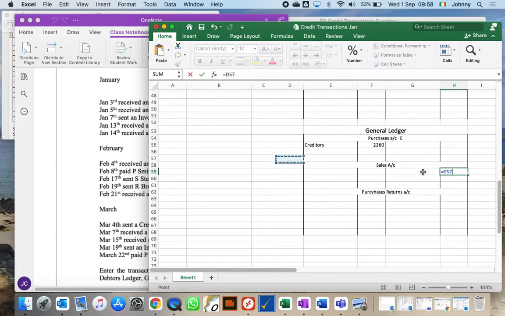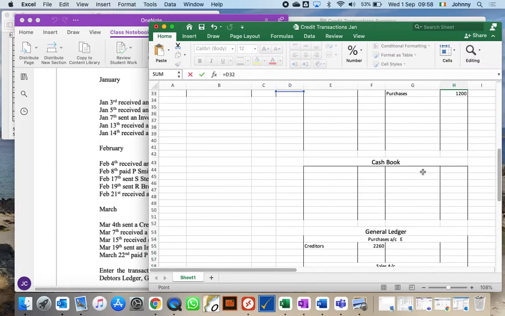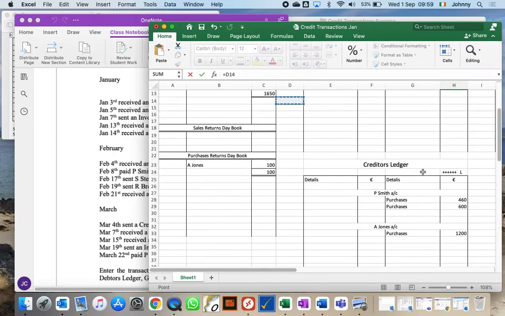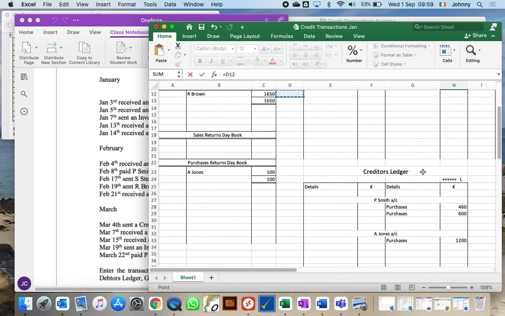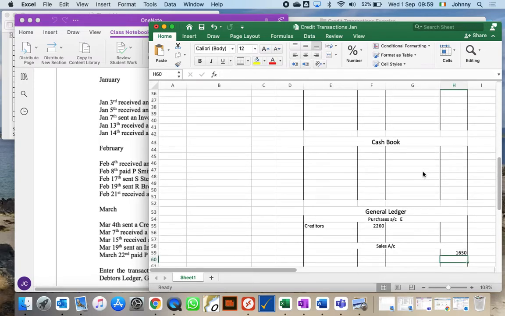I'm going to go up and get that from the total of my sales day book. In this case, there was only one entry, I think, in the sales day book, the 1650. So the total of it is 1650. And what do you call people who I sell to and they pay me later? Debtors or creditors? Debtors, because they owe me money.